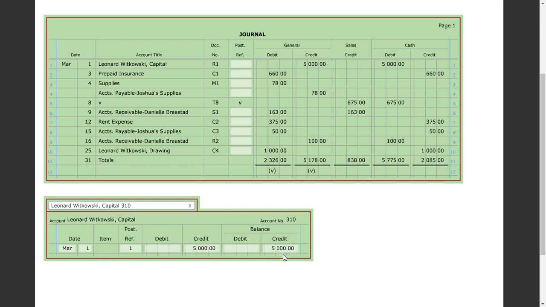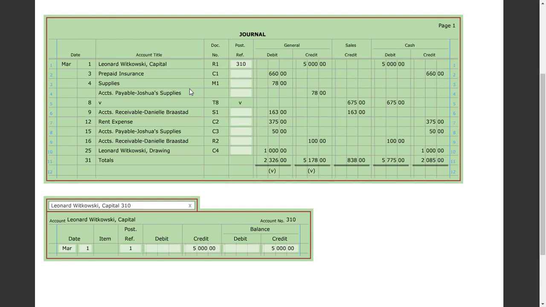And this is where you need to know your normal balances. Leonard Witowski Capital is an owner's equity account. Normal balance has got to be credit. Should I ever have a debit balance in Leonard Witowski Capital? No. If you do, there's something wrong. The last step that I do is I take this account number 310 and it goes right here in the post reference. When I put in 310 right there, that tells me I have put that transaction into my ledger.